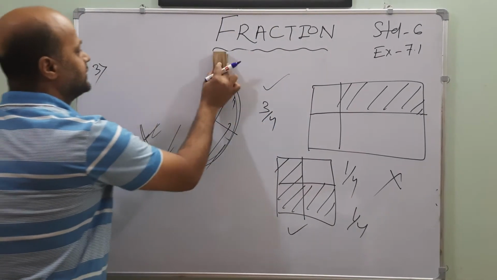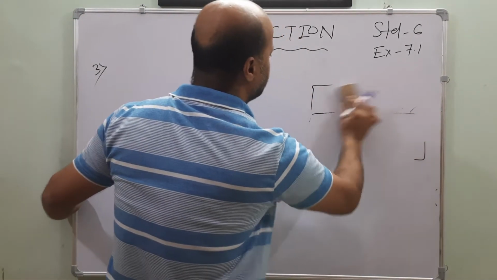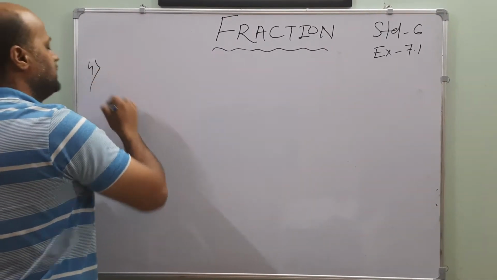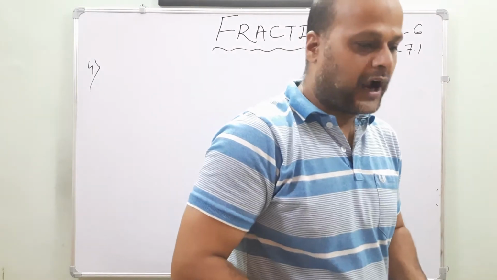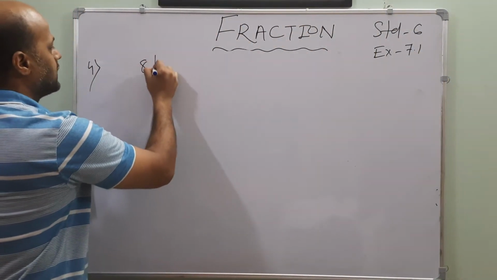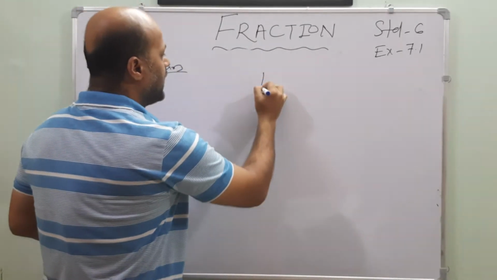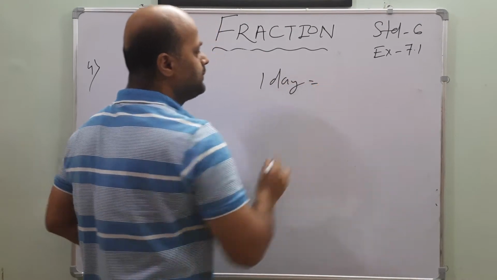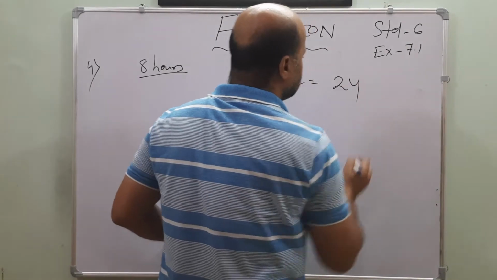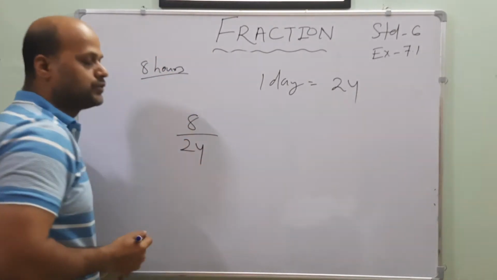Okay? Let's go to the fourth one, my dear friends. What is the fourth one saying about the fraction? Let's go for it. It says, what fraction of a day is 8 hours? 8 hours. What is the fraction of 8 hours for a day? One day, how many hours? Tell me. Yes, very good. It is 24 hours. So the total is 24. The question is asking 8. So what is the fraction?